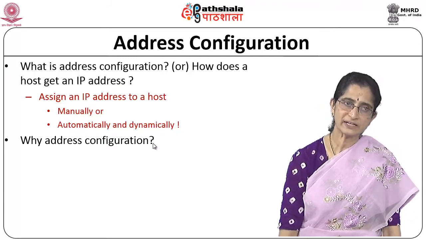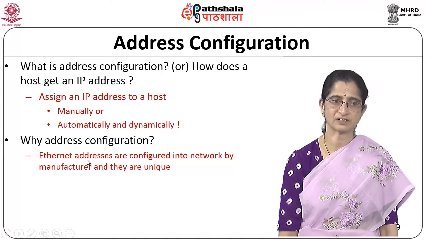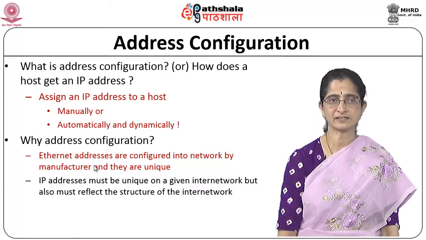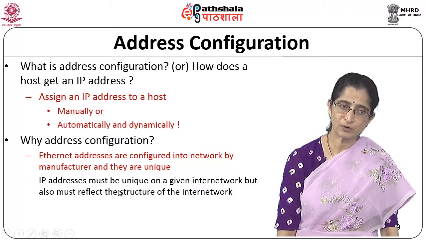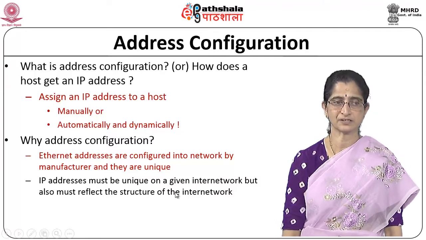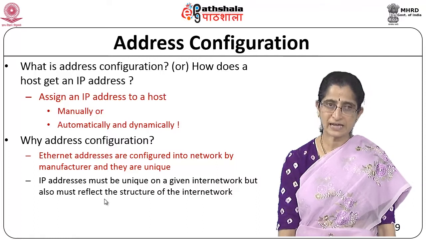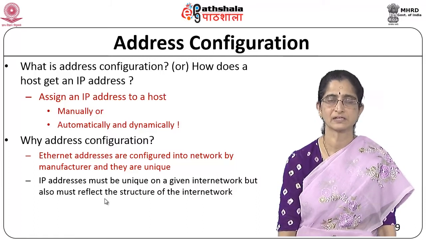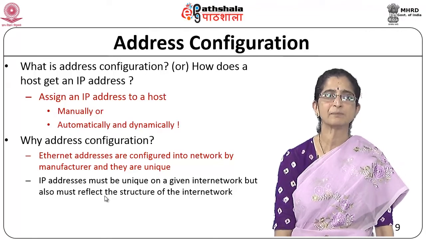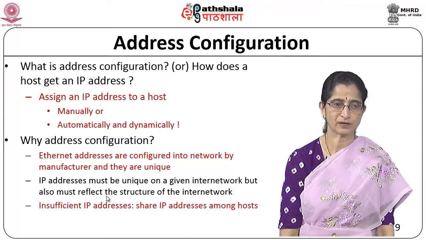So why would I need this address configuration? I need this because Ethernet addresses, we know, are specified by the manufacturer. They are already hardwired into your network interface card. But IP addresses, you would like to assign to your machine depending on what network address you have and so on. The IP addresses have to be unique on a given internetwork, but they must also reflect the structure of the network, because different nodes which belong to the same network have to have a common prefix. So if I connect my machine to a particular network, I know that it has to be given an IP address which matches with the IP address of that particular network. So how do we do this? That is something that we have to figure out.